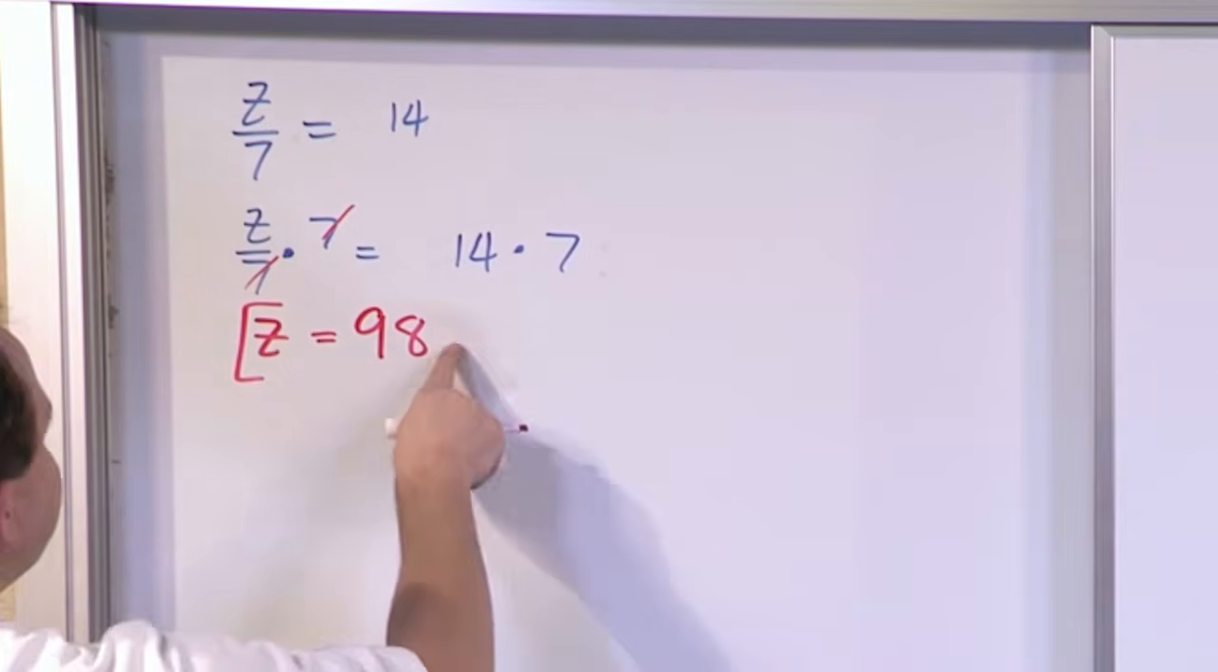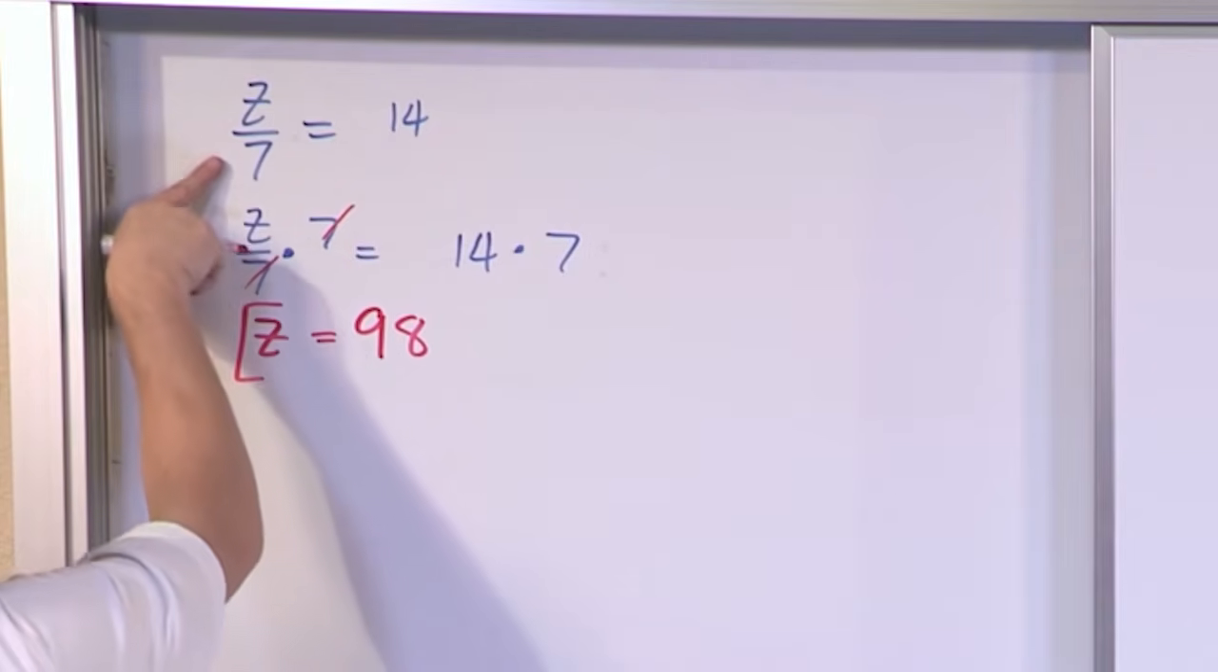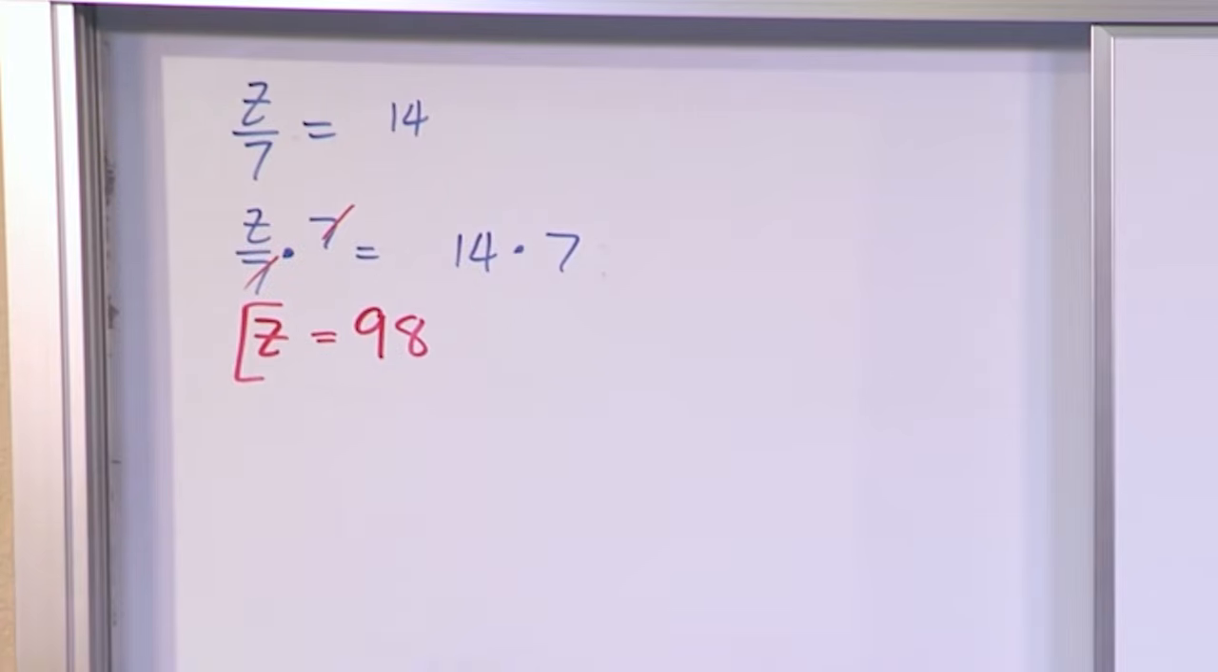And if you're unsure, you take the 98, stick it in here. 98 divided by 7, you're going to get 14 as your final answer.